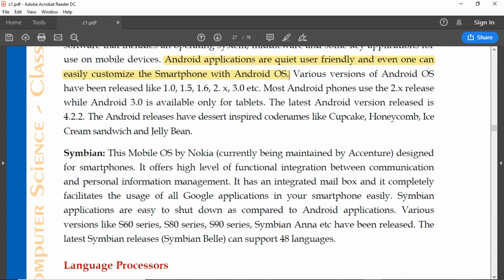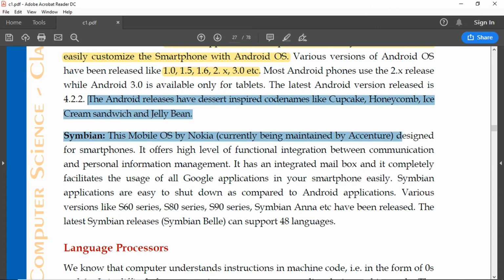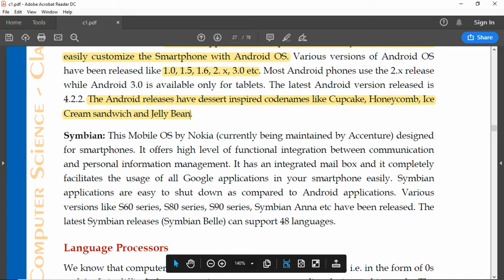Various versions of Android OS have been released, like 1.0, 1.5, 1.6, 2.x, 3.0 etc. Most Android phones use the 2.x release, while Android 3.0 is available only for tablets. The latest Android version released is 4.2.2. The Android releases have dessert-inspired codenames like Cupcake, Honeycomb, Ice Cream Sandwich and Jelly Bean.